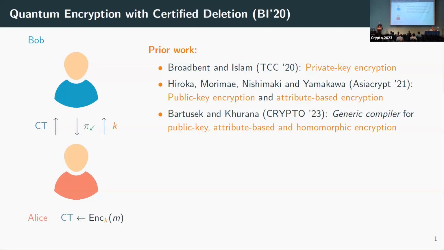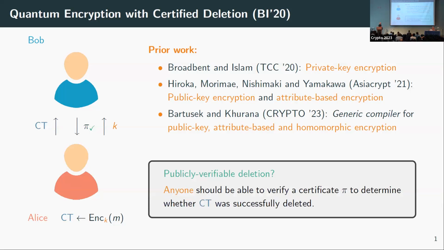Broadbent and Islam introduced this, and they gave a private key scheme with this property. Then there was a follow-up work by Hiroka et al. that constructed a public key scheme and an attribute-based encryption scheme with the certified deletion property. There was also the work of Bartosek and Khurana that gave the first generic compiler to add this property to a variety of crypto systems. But one thing that wasn't very well understood is publicly verifiable deletion. Can we make it so that anyone can verify whether a ciphertext was deleted or not? It's kind of interesting in principle whether such a property is possible.